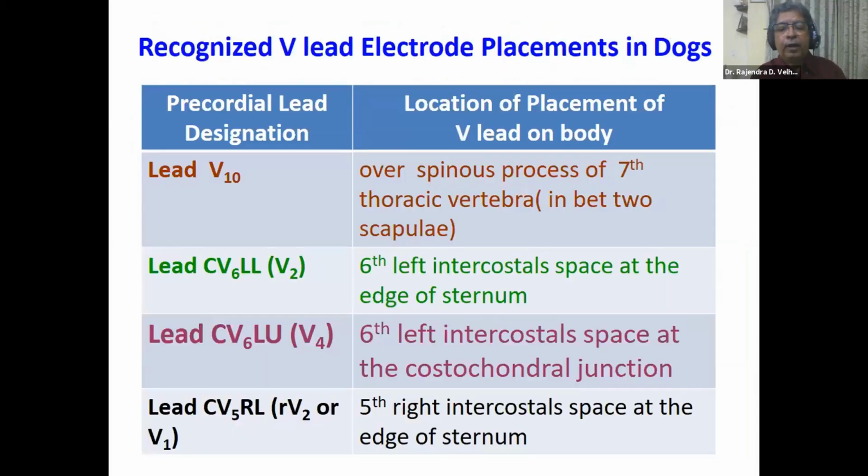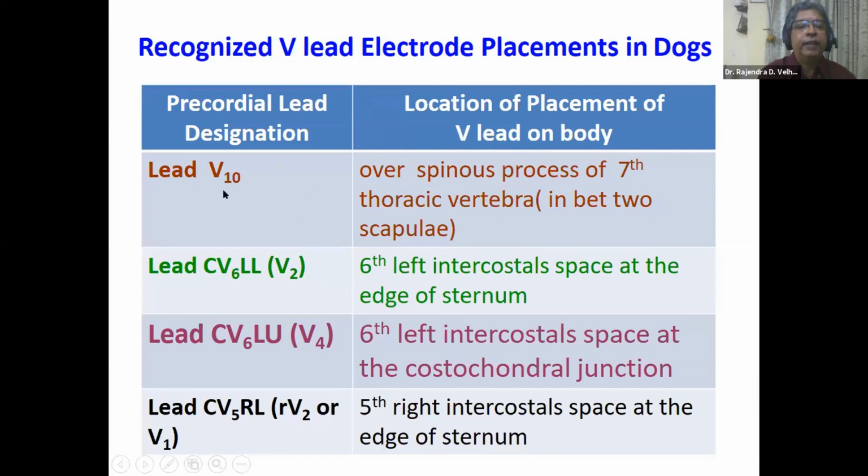Now, there are 4 recognized precordial leads, and their designations are V10, V2, V4, and V1. Their placement locations are as under. While recording these exploring leads, you have to fix all 4 limbs with the respective leads, select the V lead button on the ECG machine, and then record these leads by placing the V electrode at these locations.